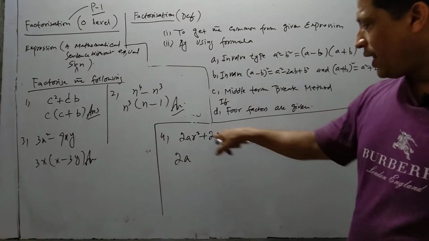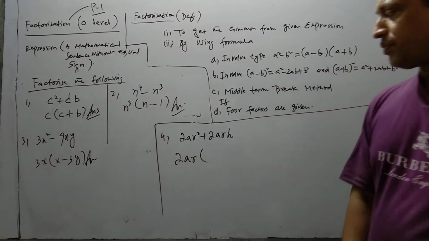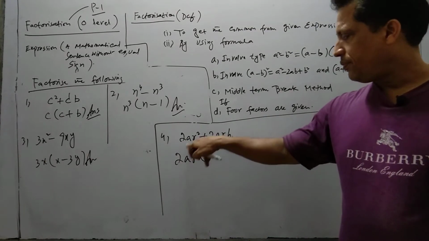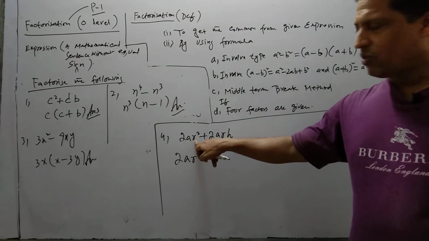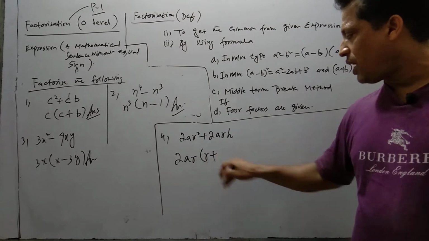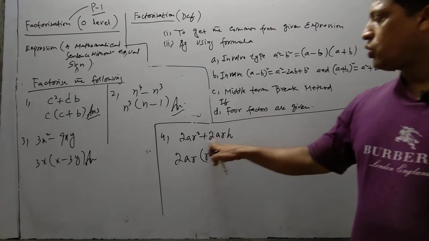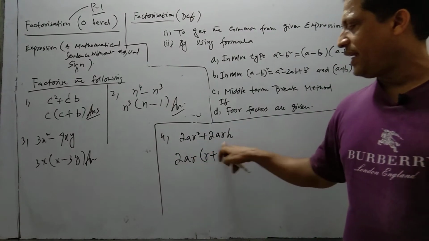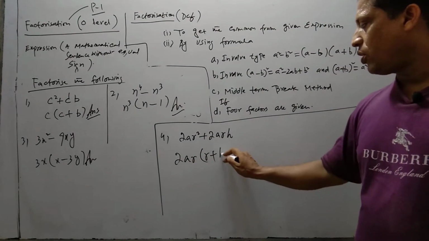Yes, this is r square and this is r, so r is outside. 2 is the same, A is the same, and this is r square, this is r. So only the term r is left in the bracket. 2 is outside, A is outside, r is outside, so only h is left.